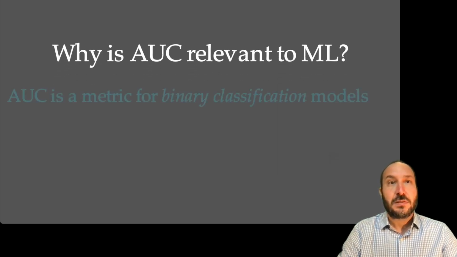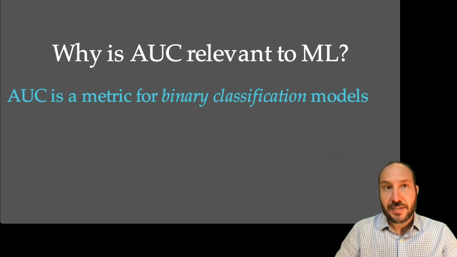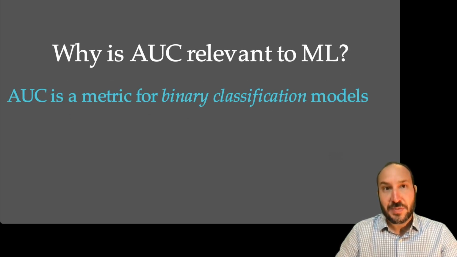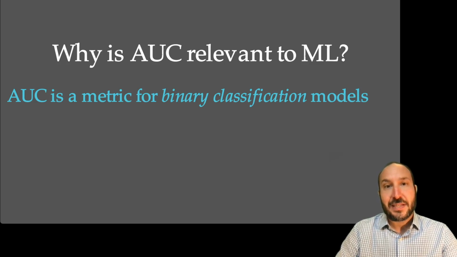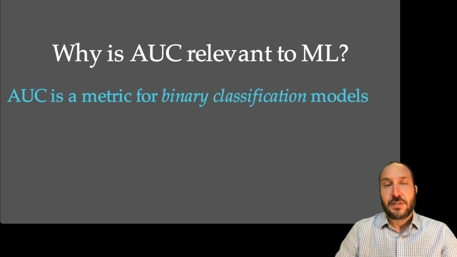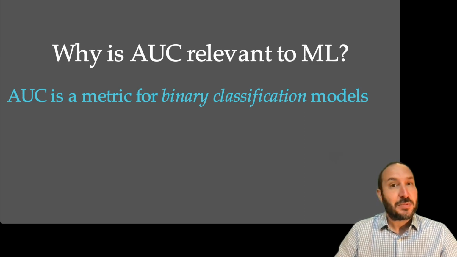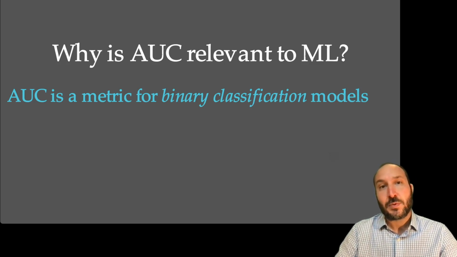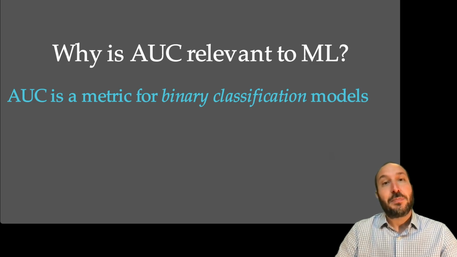The first thing to have straight in your head is that AUC is a performance metric for binary classification models. In binary classification, of course, the goal is to build a model which can distinguish between items from two different classes. Examples of this might be fraud detection, where we're trying to distinguish between fraudulent and legitimate transactions. Another example might be loan default prediction, where we're trying to distinguish between people who will pay back their loan and people who will not pay back their loan.